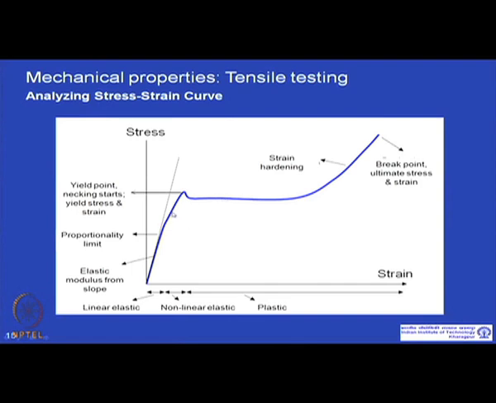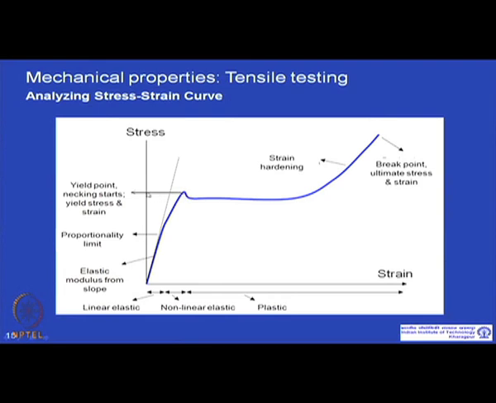Up to here is the linear elastic limit, and from here to here it is the non-linear elastic limit. If you deform up to this point and then remove the stress, it will come back to the original state, but beyond this yielding point it will not come back to the original state. So, permanent deformation happens. This is plastic. From this point onwards plastic deformation is happening. Below this, elastic deformation is happening. This is called the yield point.